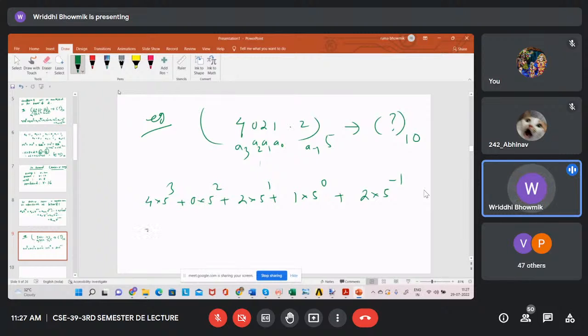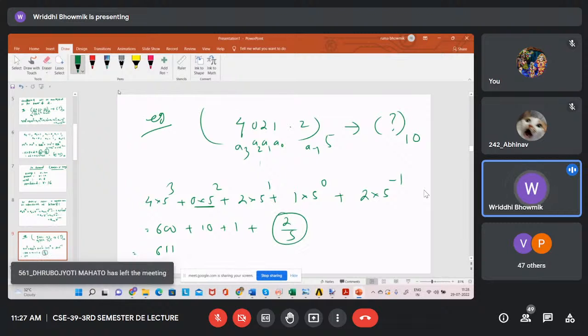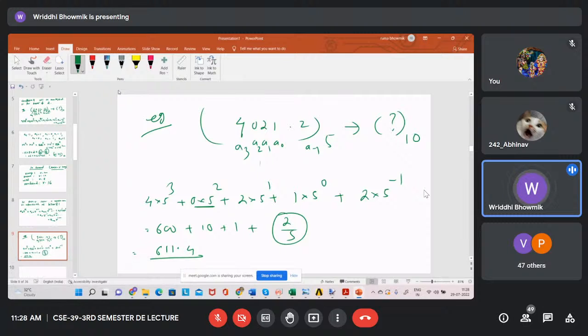So this is 125. 125 into 4 means 600. Plus this will be 0. Then you have 10 plus you have 1 plus you have 2 by 5. So it is 611 and 2 by 5 means I think 4.4. Okay. Oh, I think it is 500, right? 125 into 4. Yeah. 500. Sorry. This is 500.